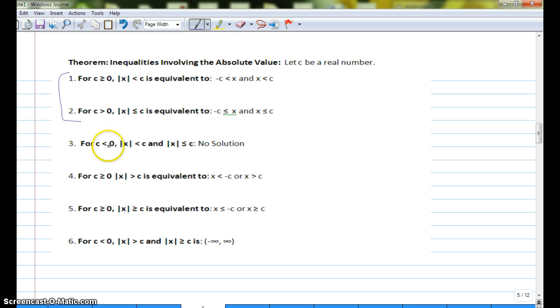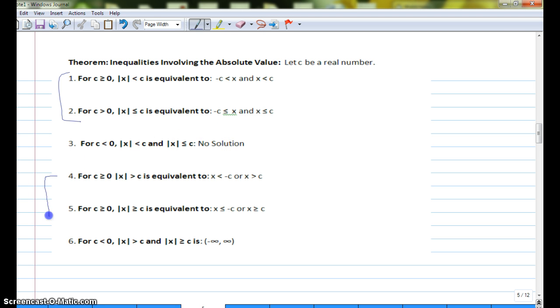Now, if c is less than 0, if c is negative, and we want to know where the absolute value is less than a negative number, or less than or equal to, well, that can never happen. An absolute value can never be less than a negative number. So there we get no solution.